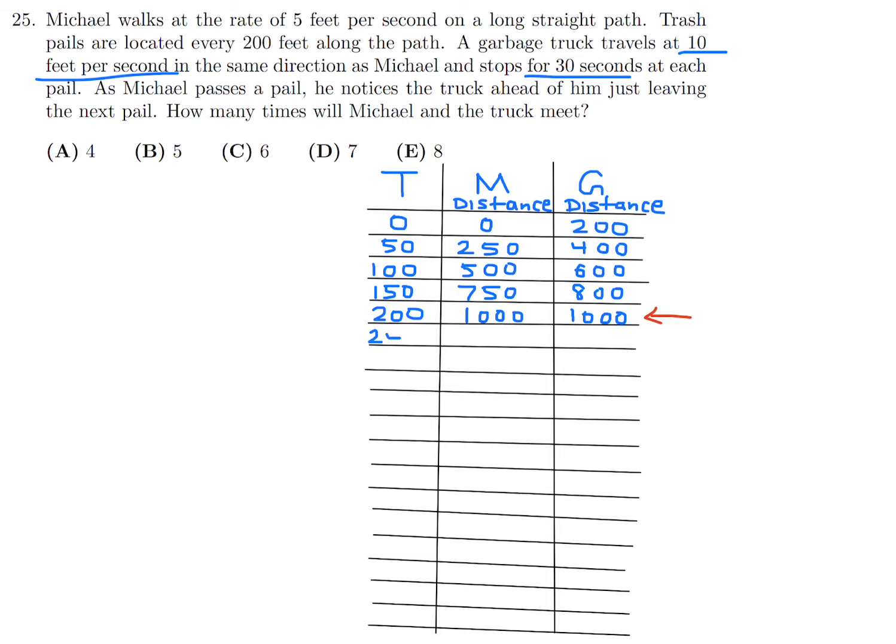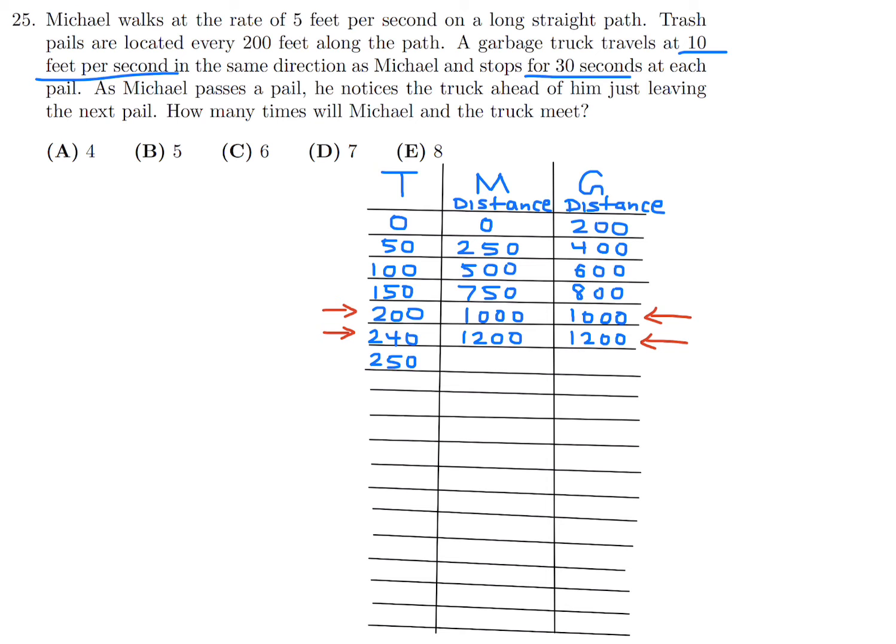Okay, so 240 seconds. 40 seconds later, Michael has traveled 40 times 5, which is 200. So Michael's up to now 1,200. Now, 40 seconds later, keep in mind that the garbage truck has traveled for 20 of those seconds. So 20 times 10 is 200. So again, the garbage truck is at 1,200. Okay? So this is another meeting point at 240. So as you can see, we have to now look at slightly different intervals. We can't go every 50. And that's what makes this question challenging.